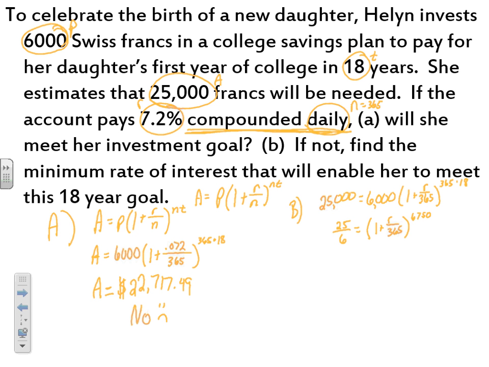6,750. Now, here we're at the point where the variable that we're solving for is inside of my parentheses. And I have to do something with that exponent of 6,750 in order to get rid of the parentheses and be able to solve for r. Now, I can tell from experience that some students are going to look at this and say, well, I have no idea, Mr. Piercy, how to get rid of that 6,750 in the exponent position.